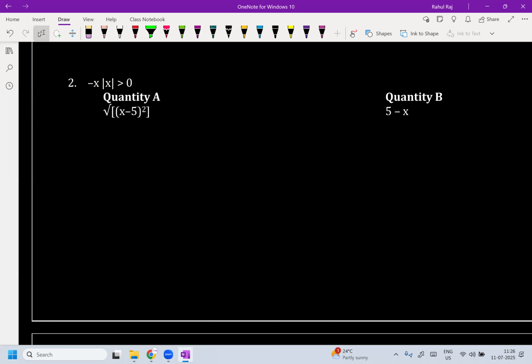So it says negative x, one mod x second, greater than 0 is what? I got the answer. So it's quantity A is equal to quantity B. I think that's C. That's okay.